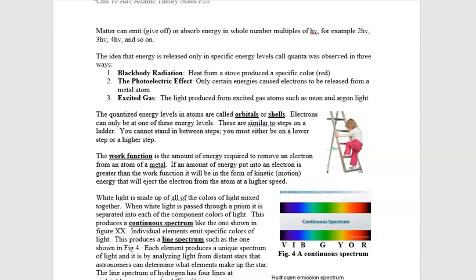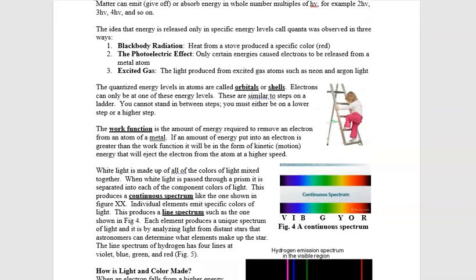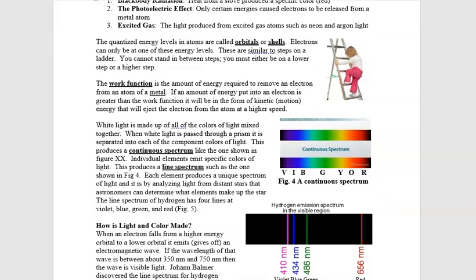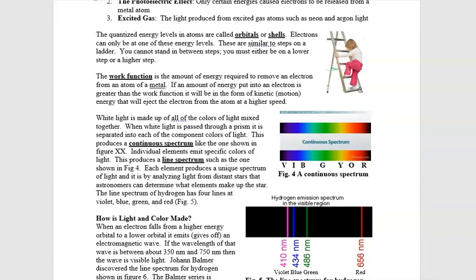The quantized energy levels in atoms can be called orbitals or shells. You knew that already. Electrons can only be at one of these energy levels. These are similar to steps on a ladder. You cannot stand in between steps. You must either be on a lower step or a higher step.